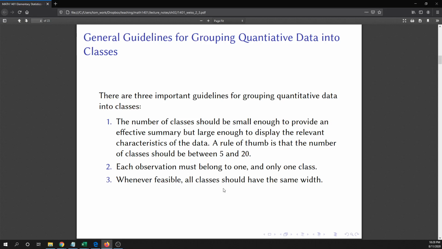Number two, each observation must belong to one and only one class. We can't have ambiguity about whether this number belongs to this class or the other class. Every observation belongs to one and only one class. And if feasible, all the classes should have exactly the same width as far as the range of numbers. If you took the higher end minus the lower end, that should be the same for all classes.